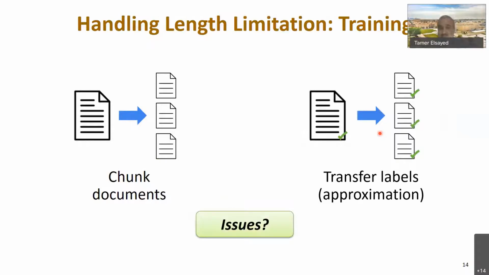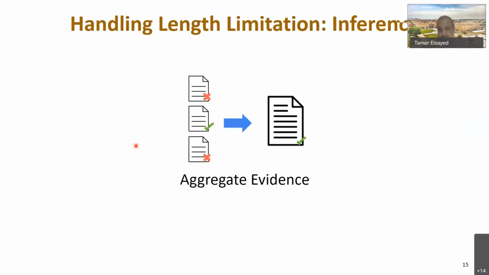So these are the issues that we need to think about: how to transfer the labels and also how to chunk the documents. And we just said for simplicity that we have the paragraphs, right? But it's not very straightforward to actually divide a document into paragraphs. Sometimes it's not easy. So we will see different ways of dealing with this problem.